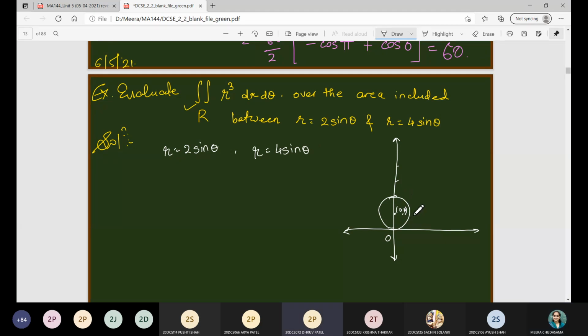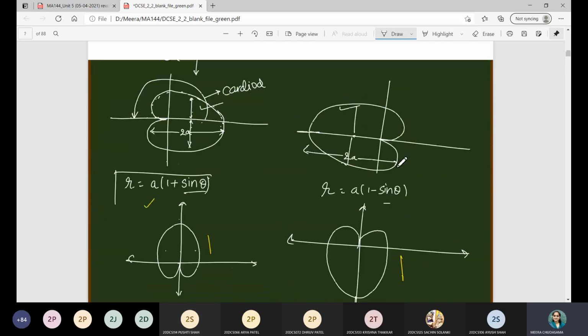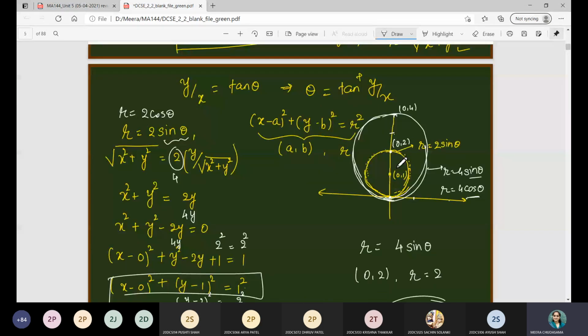Center is (0, 2). Yes, center will be this one, that is (0, 2) and radius 2, right? Those who are not getting it, let me show you. I have already considered this one, how we are going to get it.